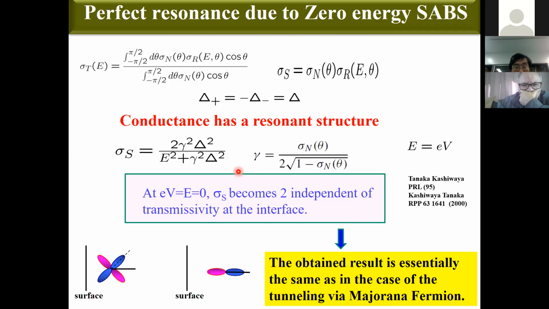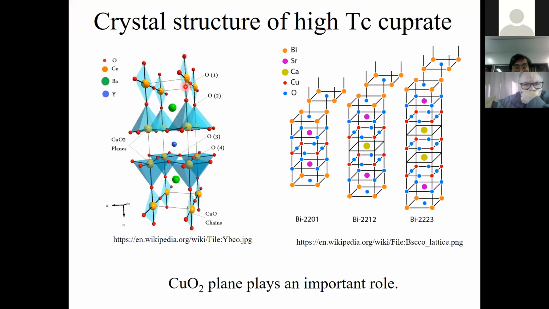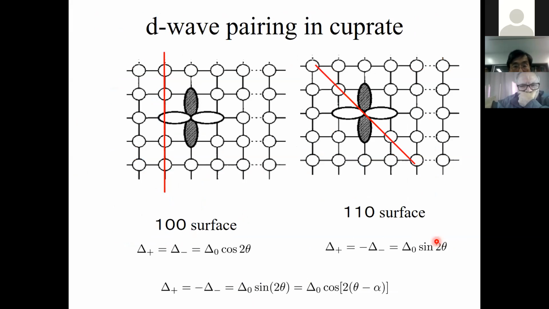So then let's go to the relation to high Tc cuprates. The crystal structure of high Tc cuprates is given here. Here is a high Tc crystal structure, this one is bismuth strontium calcium copper oxide, and this is yttrium barium copper oxide. But the important message is that the copper oxide plane plays an important role. This is an important point. And this is the lattice structure.